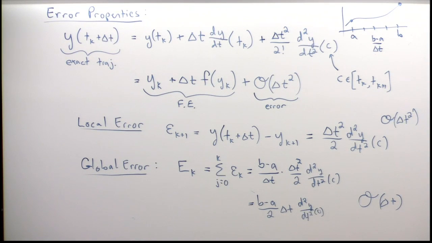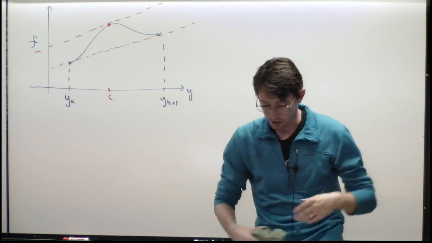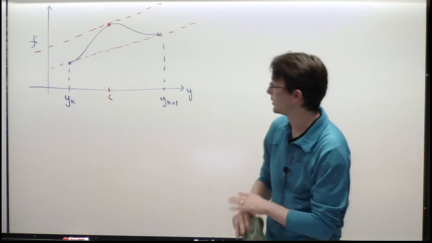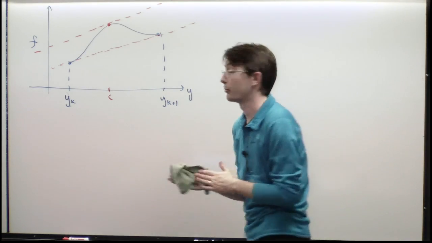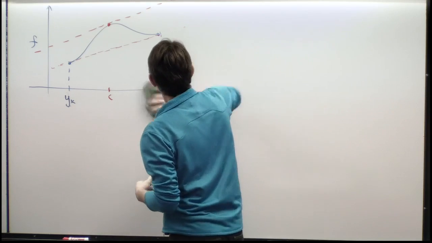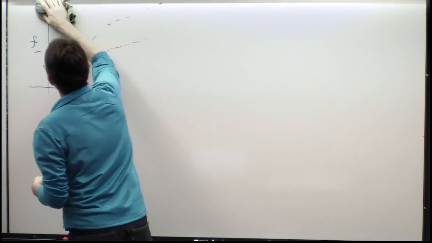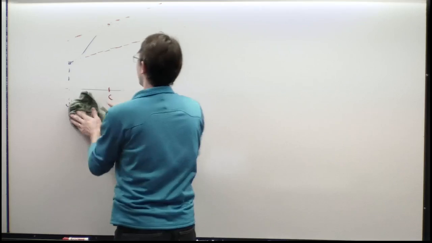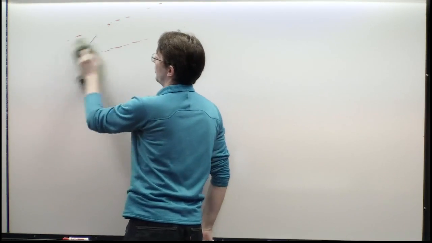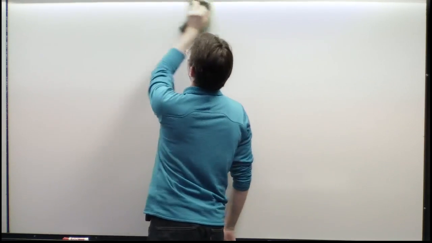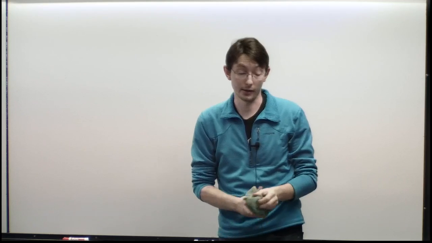Okay, good. So that is just an introduction to how we compute the error properties of a numerical integration scheme. You can do the exact same procedure for backward Euler, and you'll find that it has similar error properties. So neither of these integrators is very accurate.